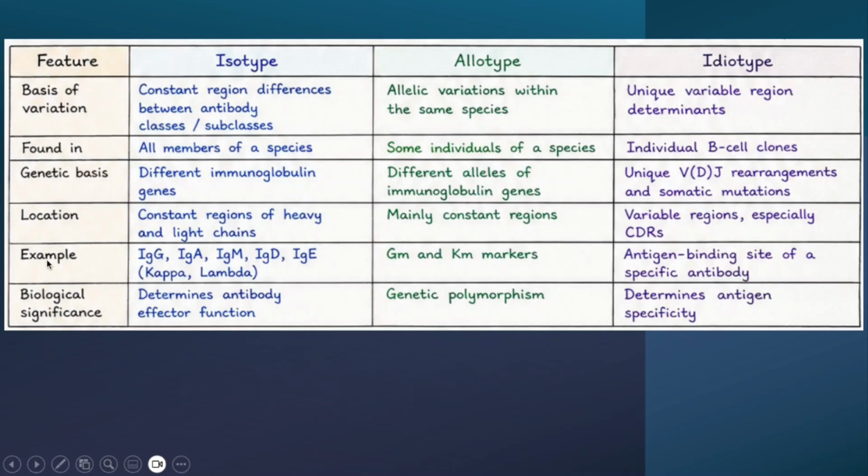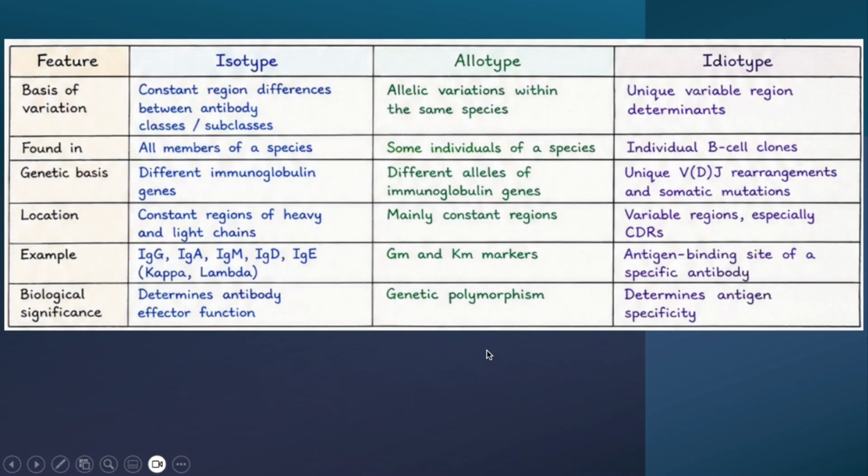Talking about examples, in isotypes we have different classes of antibodies. For example, in humans, if we talk about heavy chain, we have IgG, IgA, IgM, IgD, IgE. If we talk about light chains, we have kappa chain and lambda chain. For allotype, we have different allelic variations within the heavy chain. For example, we have different GM sequences. For light chain, we have different KM sequences for kappa chains. And if we talk about idiotype, examples are the specific B cell clones and the specific antigen binding site of a specific antibody.